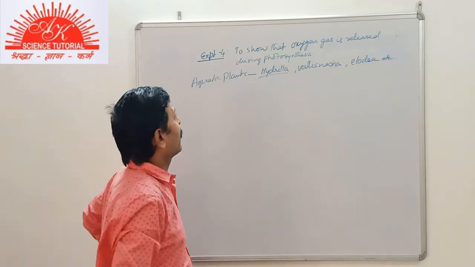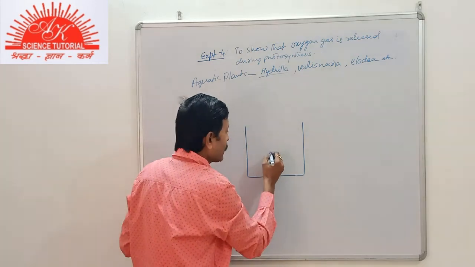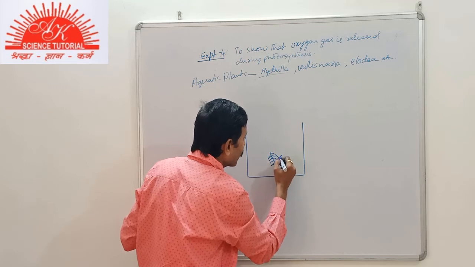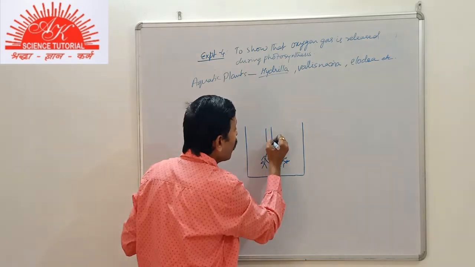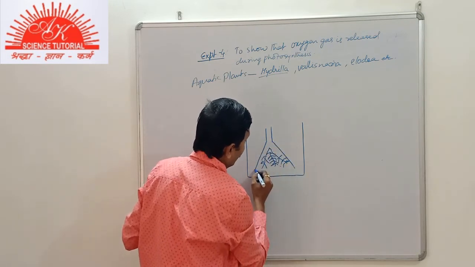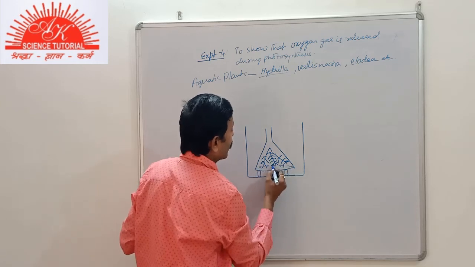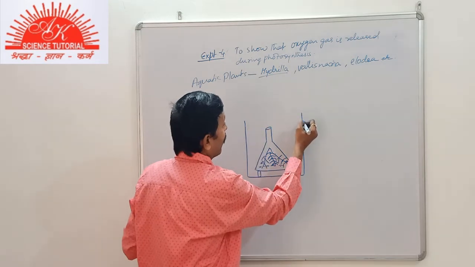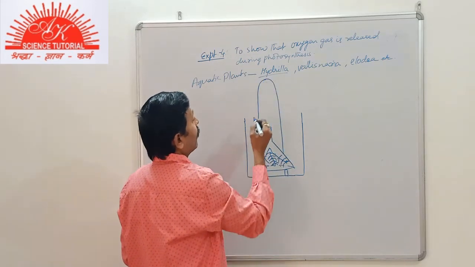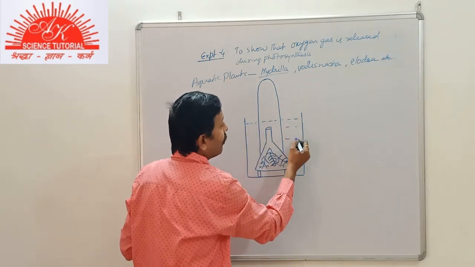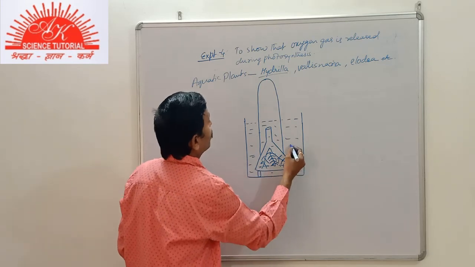While arranging this experimental setup, we take pond water in a beaker and this hydrilla plant is covered by a short-stemmed funnel, which is kept over some support. Its rim should not be directly touching the lower surface of the beaker. Then a test tube filled with water is inverted over it. Now you have to take care here that the level of water in the beaker should be above the stem or the opening tip of the funnel.